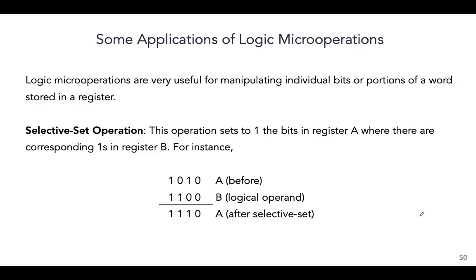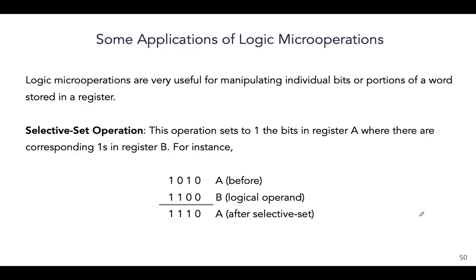Here are some applications of logic micro operations, just simple examples to show you what can be done with them. Because logic micro operations are bitwise, they operate on single bits at a time. They are very useful for manipulating individual bits or portions of a word stored in a register. If you don't want to mess up the entire data stored in a register, and you only want to change specific bits, then logic micro operations come in very handy.